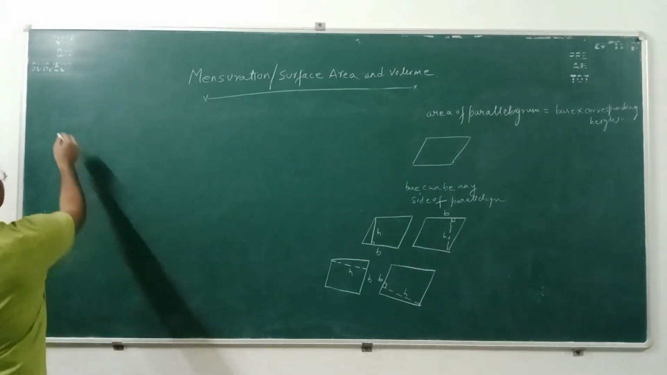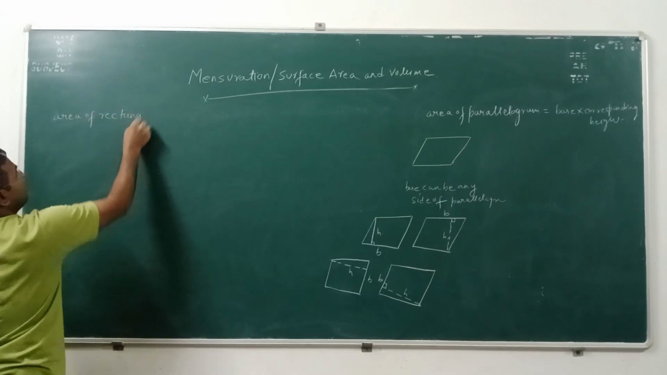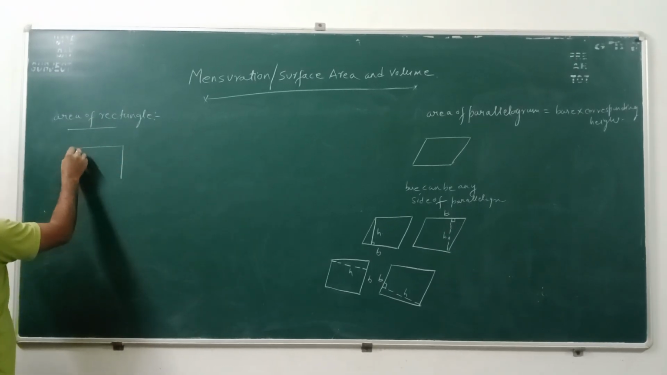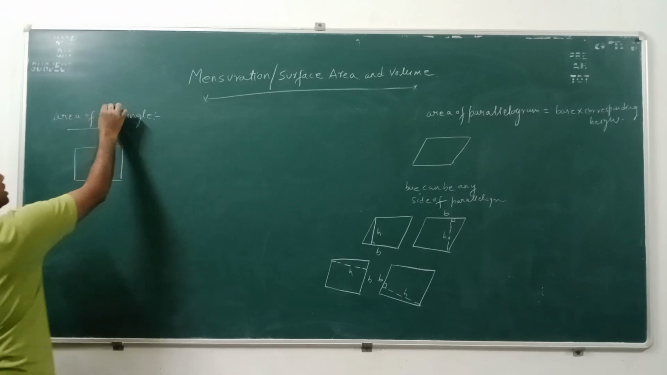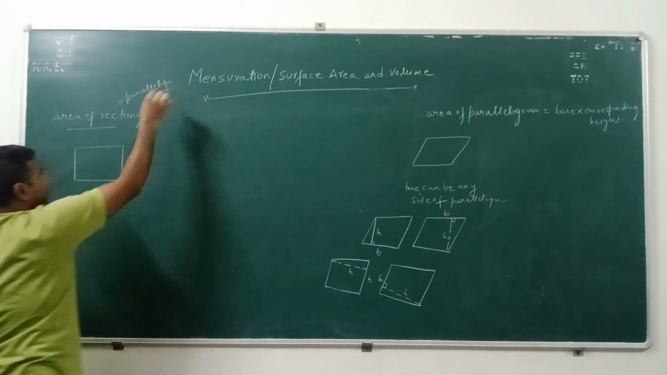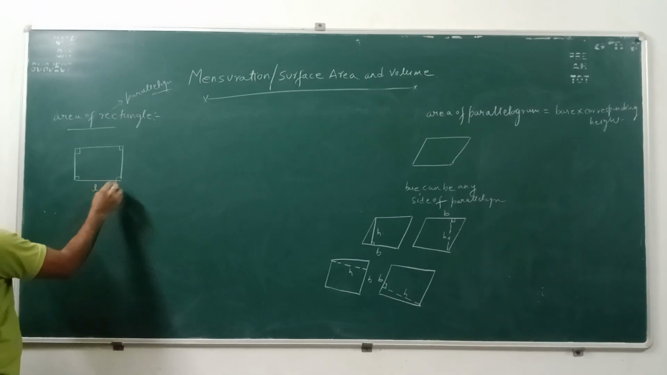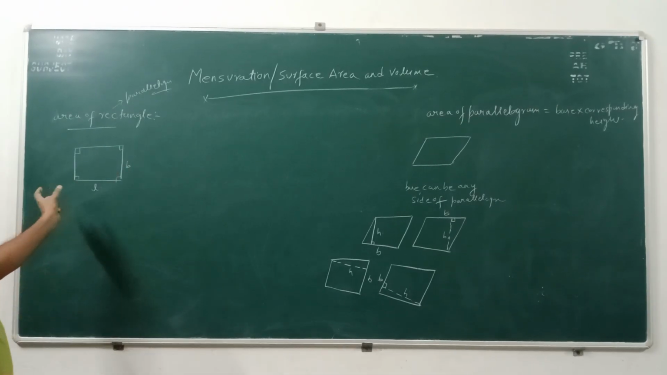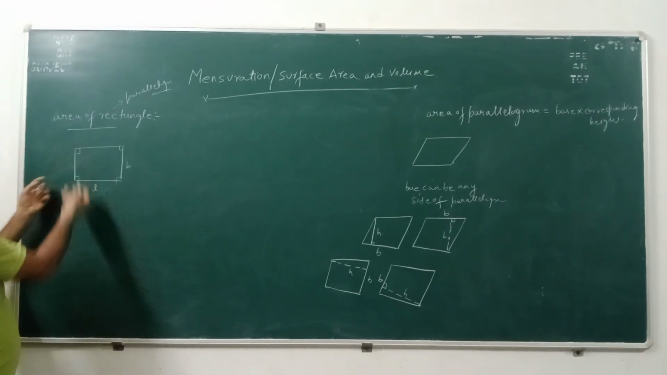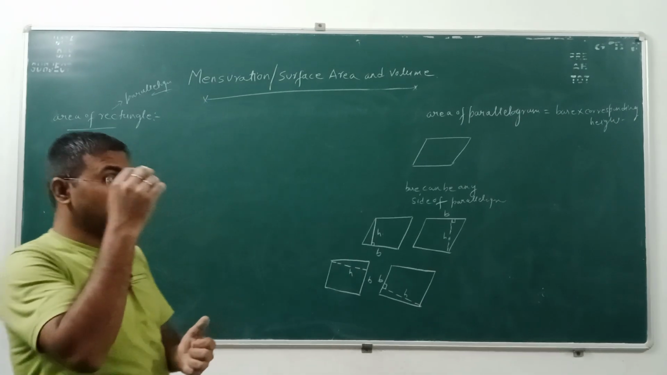Okay, now see, area of rectangle. Now you can see rectangle, as you know that a rectangle is also a parallelogram, in which all angles are 90 degrees. This is length, this is breadth. And if two sides make a 90 degree angle, then one will be the base and one will be the height. So here we do not need any height to be made.